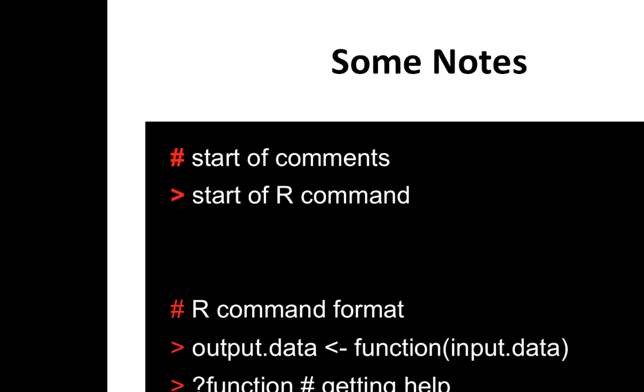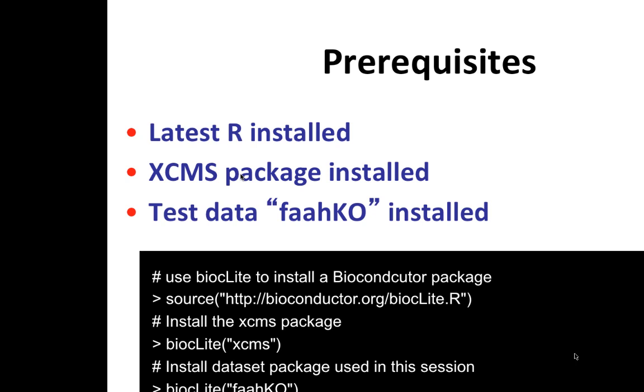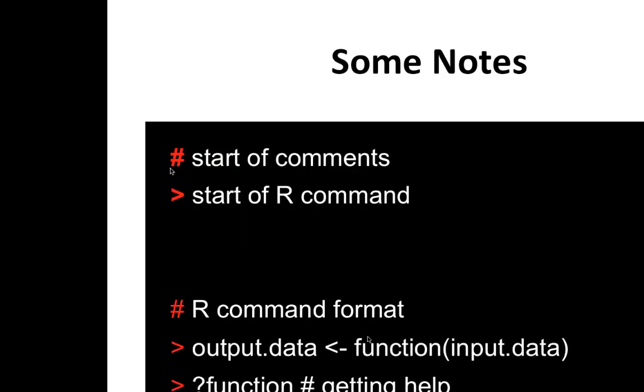So these are some very simple notes about the command symbols. If you use a pound sign, it means the start of a comment. So all the things after it are just for us to read and understand. They are going to be ignored by R. And this arrow sign is the start of an R command, so you are not going to enter the arrow; you just enter the command after it. This is the basic format for R. This is your output data, and this is the assignment, and this is the function name you are going to call. And within the brackets is your input data.